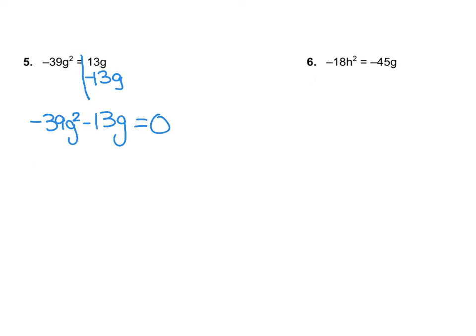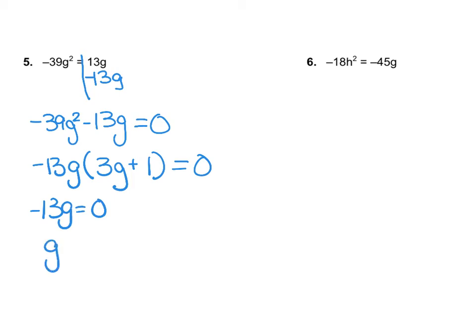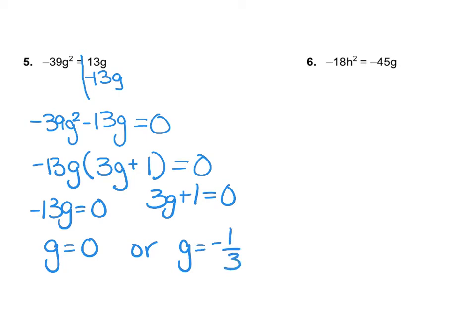We're just going to take negative 13, and I'll have g times 3g, and then when I factor out that negative, the whole negative is coming with, so I have to have a positive 1 is equal to 0. All right, so negative 13g is equal to 0, meaning g is equal to 0. Or you have 3g plus 1 is equal to 0, or g is equal to negative 1/3, because you'd minus the 1 and divide by 3.